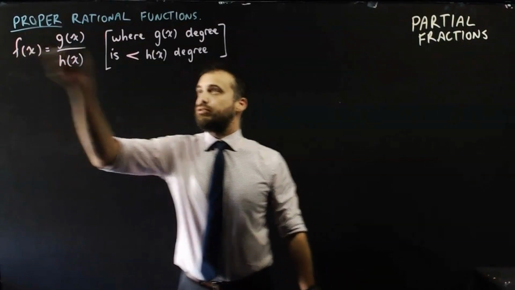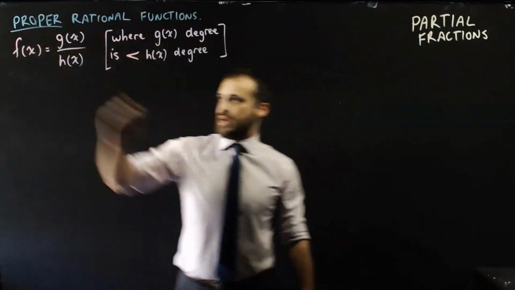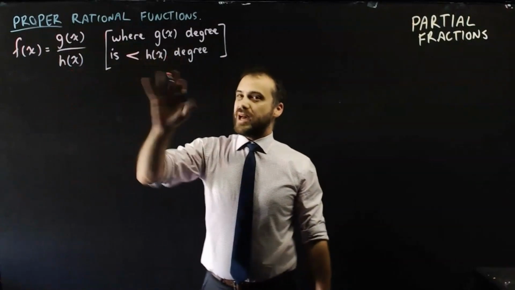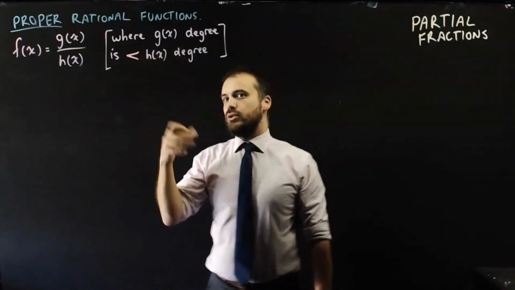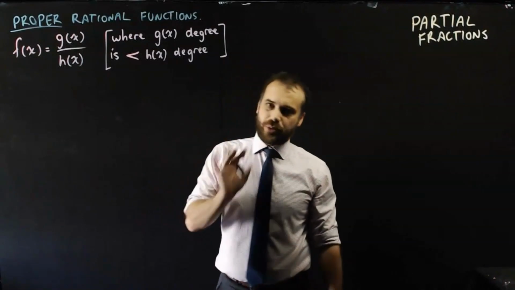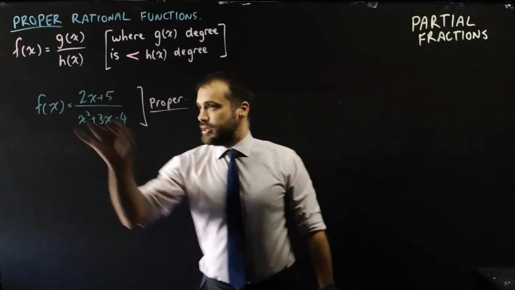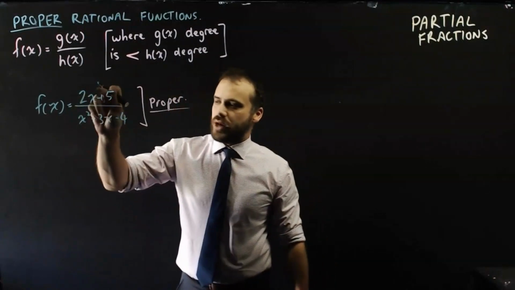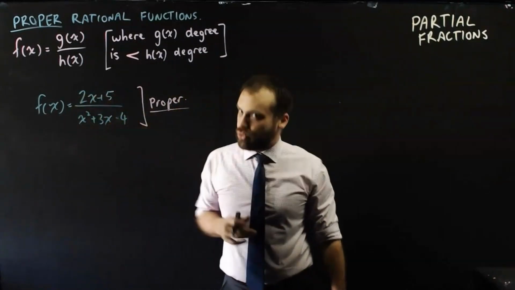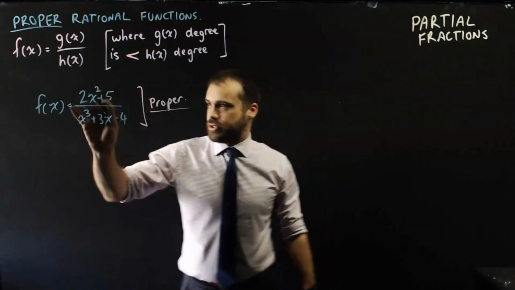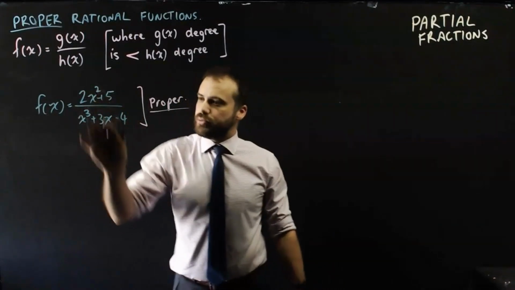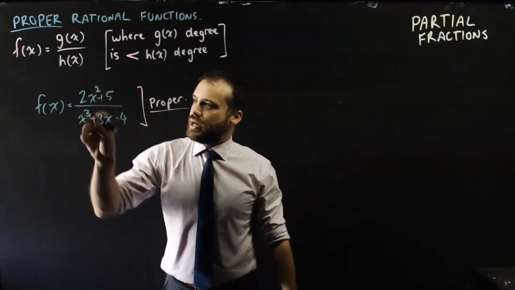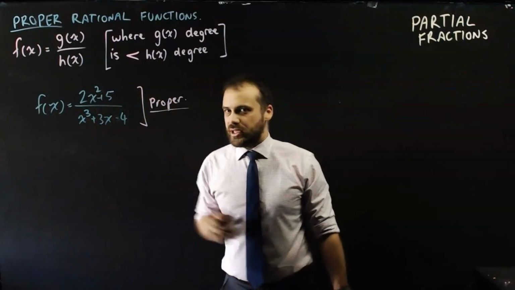The first one is proper rational functions. That is where you've got a function divided by a function, but the one on the top has a smaller degree than the one on the bottom. An example of a proper rational function is a linear function divided by a quadratic function. So degree 1, degree 2, that's proper. If I change it slightly and make it 2x squared plus 5 over x cubed plus 3x minus 4, this is still proper because this is degree 2 and this is degree 3. So look at the leading coefficient.